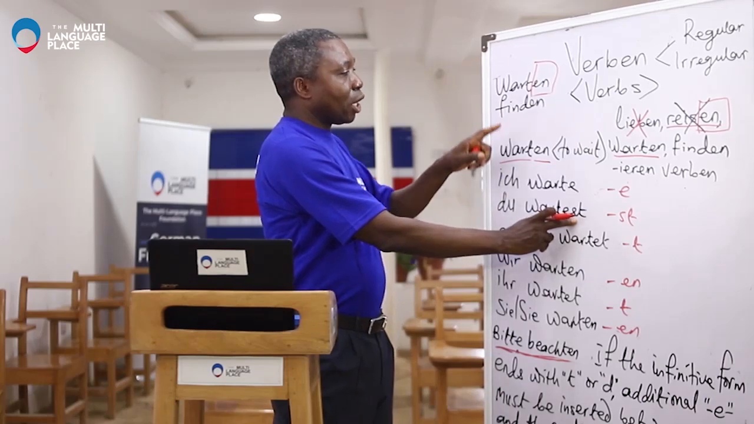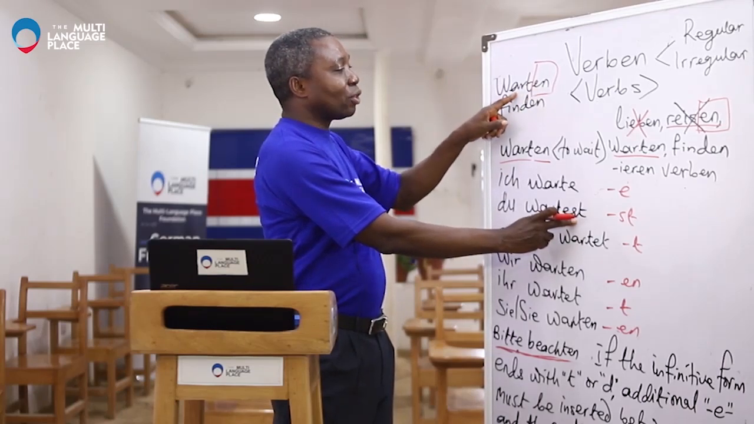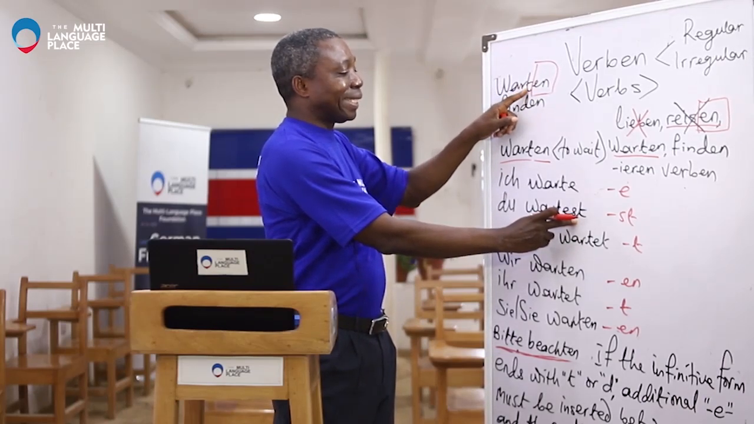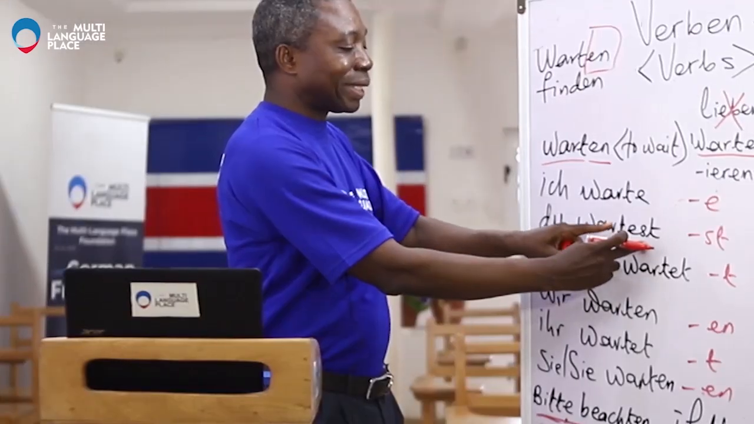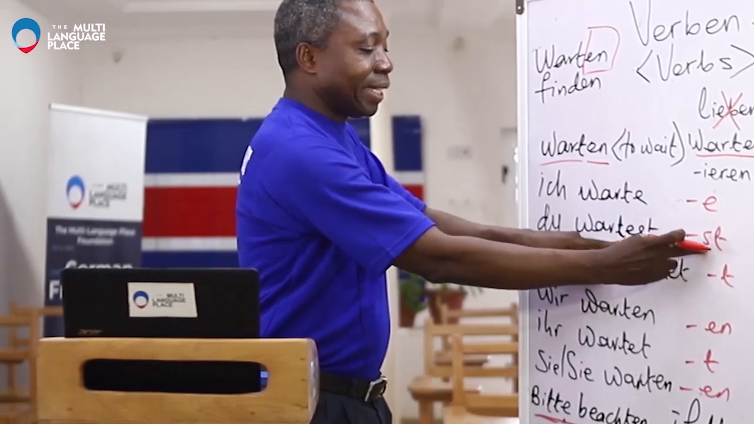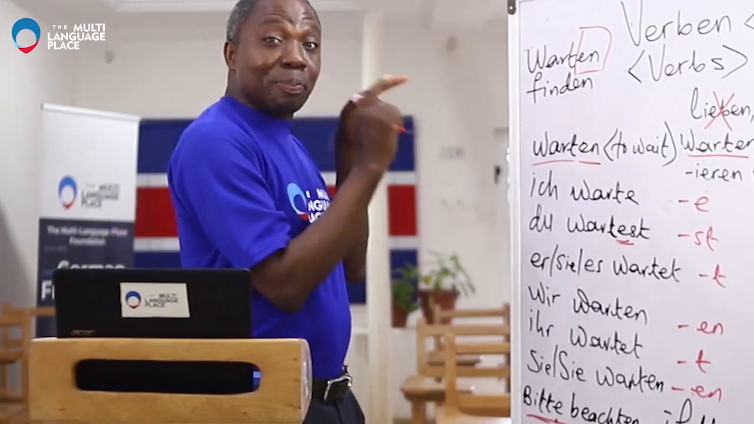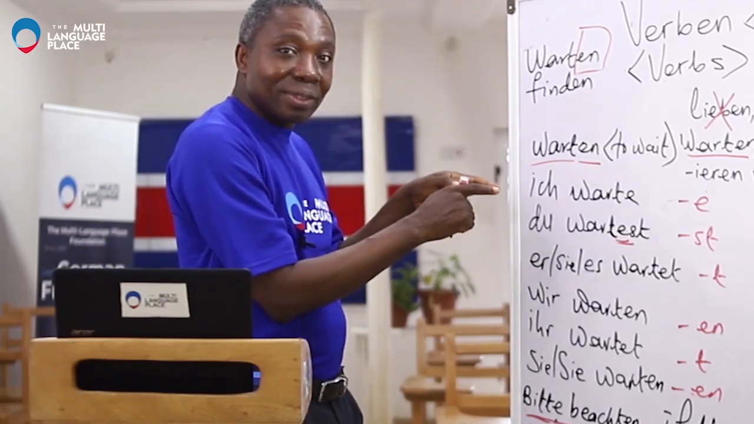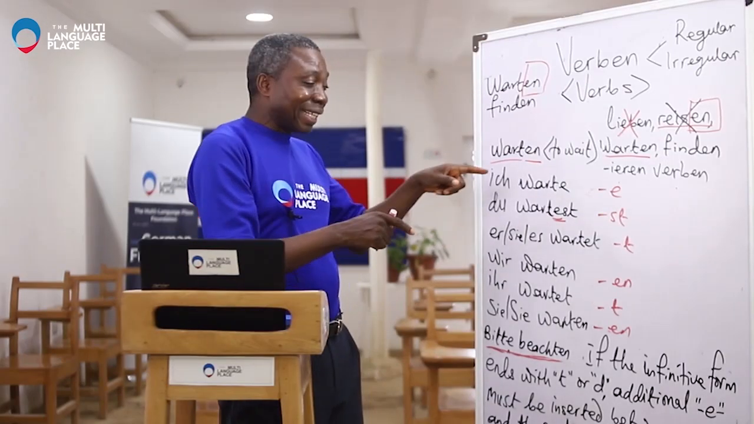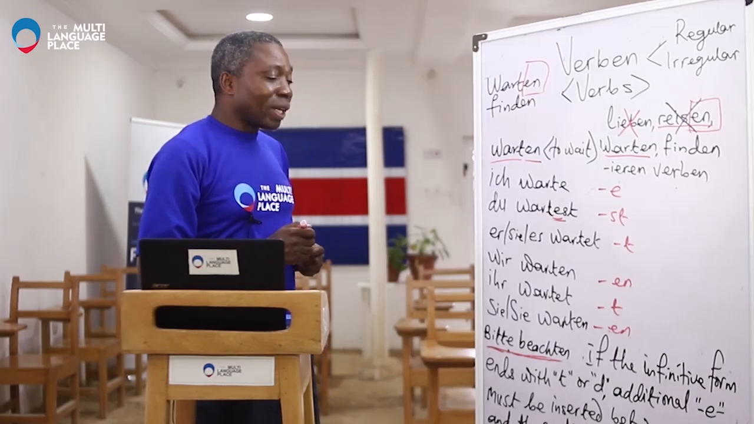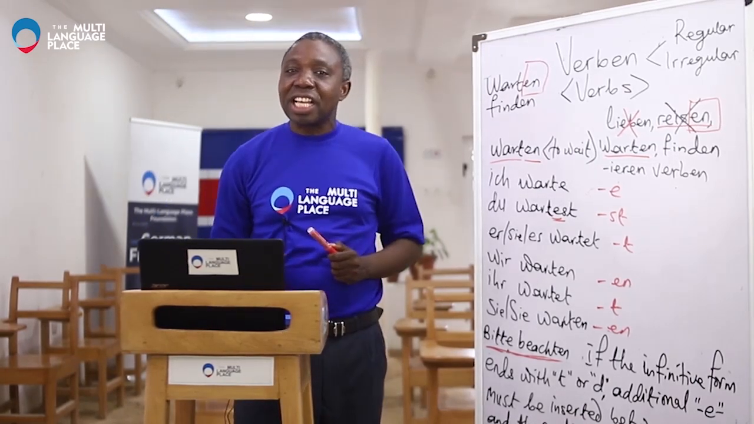Hold on. If you cut off en from warten, you have wart. But here you have wart plus st. Something is already smuggled in here. And this is peculiar to this verb and to the other verbs that are like this. And what is the secret? Why is there an additional e there?